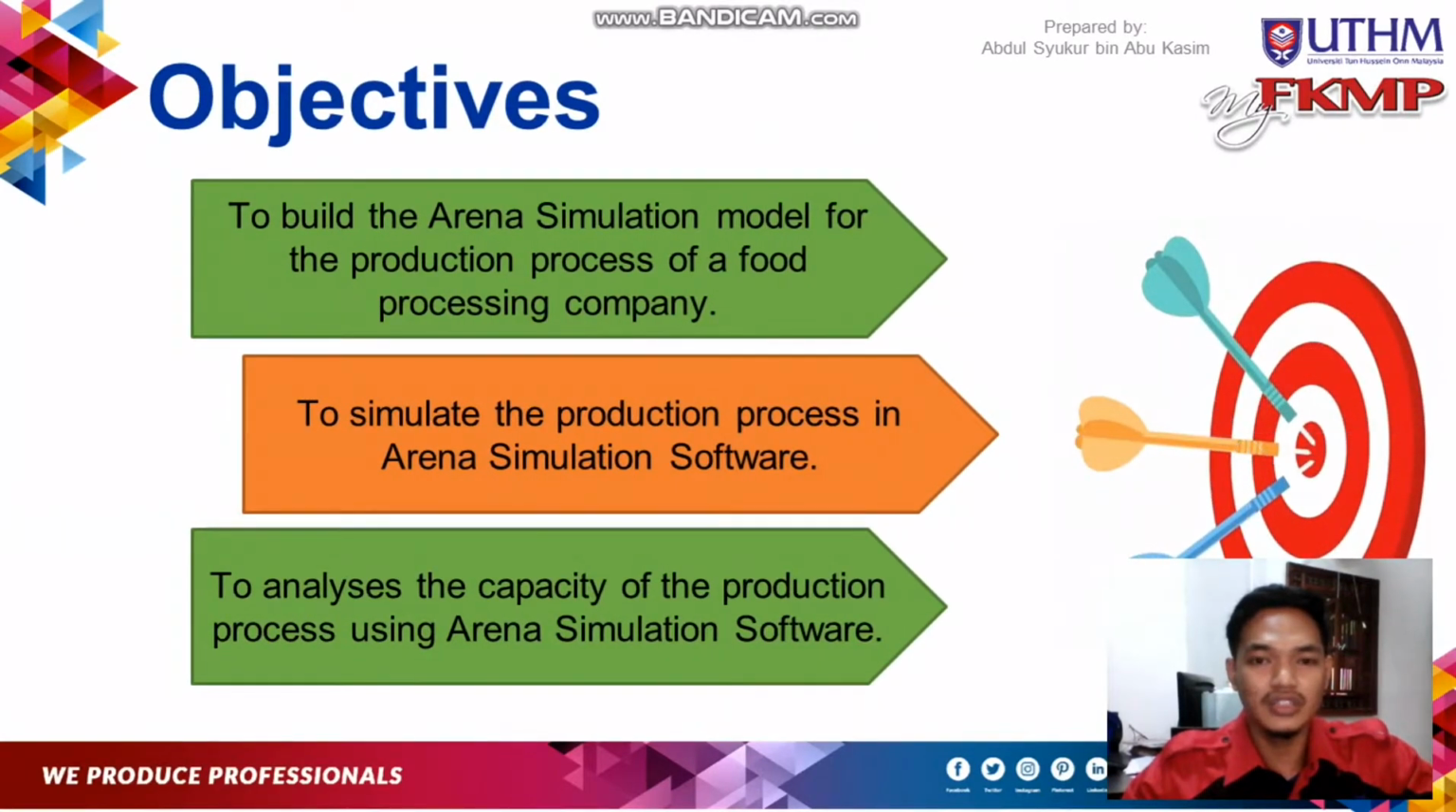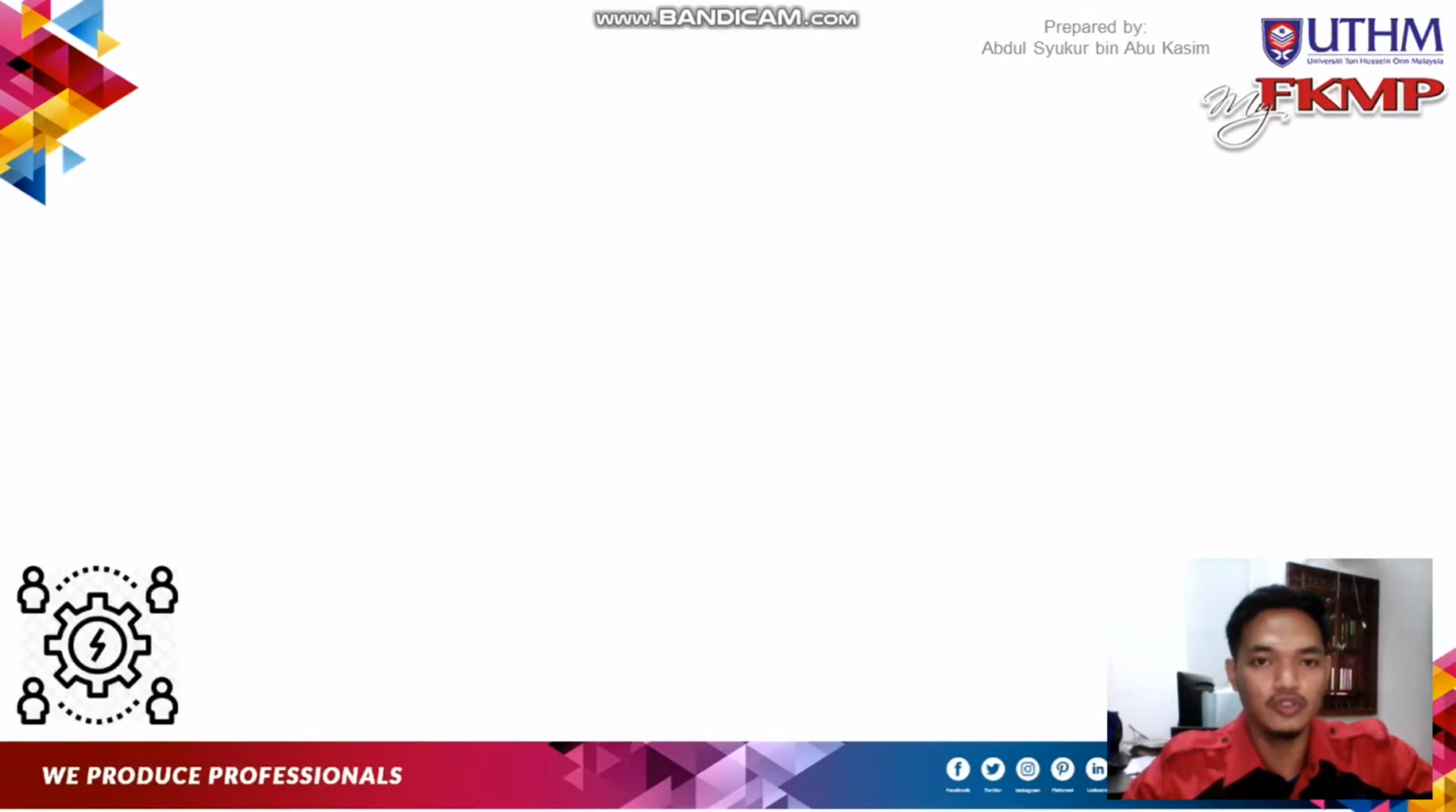There are three objectives that need to be accomplished in this project. The first one is to build the Arena simulation model for the production process of a food processing company. The second one is to simulate the production process in Arena simulation software. And the last one is to analyze the capacity of the production process using Arena simulation software.